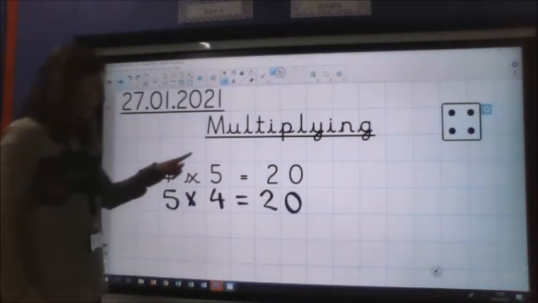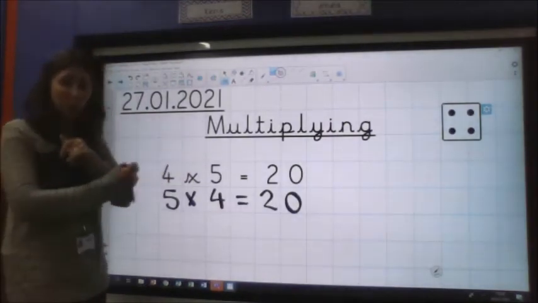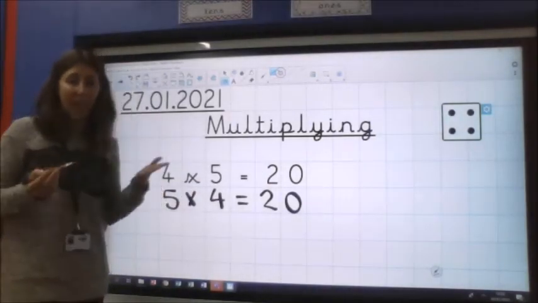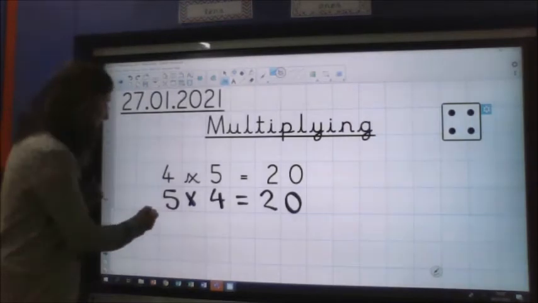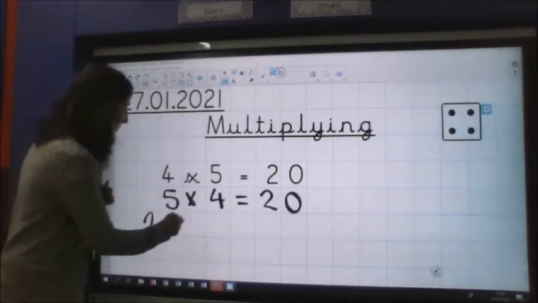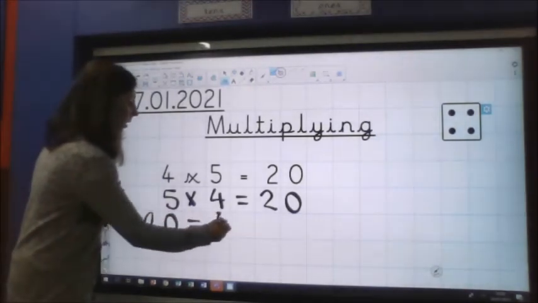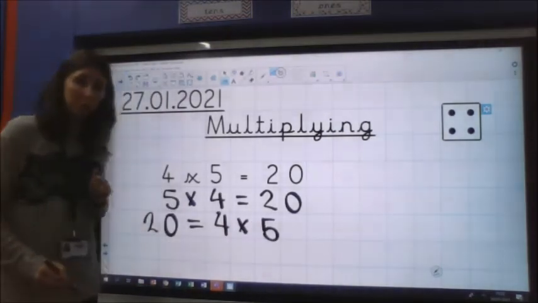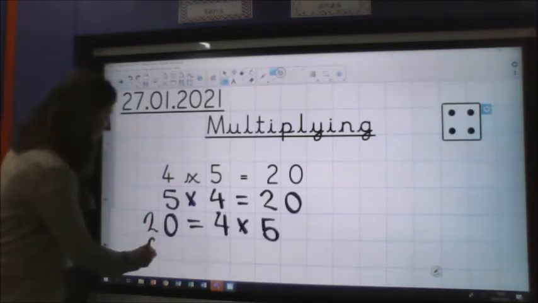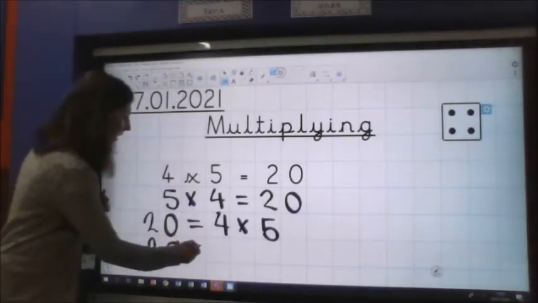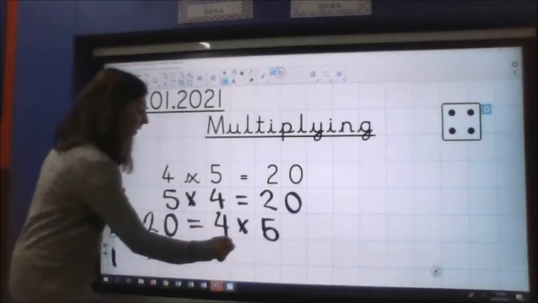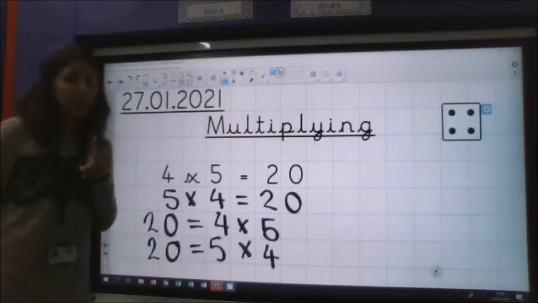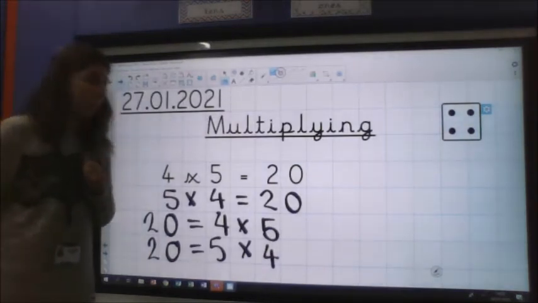Okay, 4 times 5, 5 times 4. We can switch those numbers around. And the biggest number has always got to be at the end where the equal sign is, or the biggest number might be at the start, and the two smaller numbers might come after. So you might have written, hopefully, 20 equals 4 times 5 and 20 equals 5 times 4. So remember that, because we are going to need it later when you use your workbook, okay?